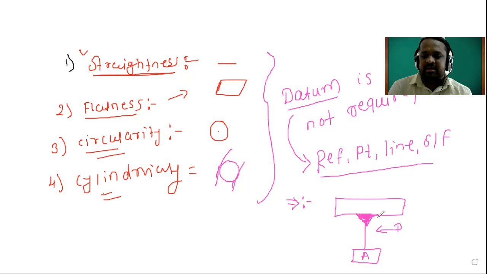What is the reference? Reference E, like this, on this surface. Okay, that point also we will discuss. But before that, just remember, datum is nothing but the reference point, line, or surface. But for these features, it is not required. Okay, so understood? Symbols for straightness, flatness, circularity, and cylindricity. Okay, so any doubt?